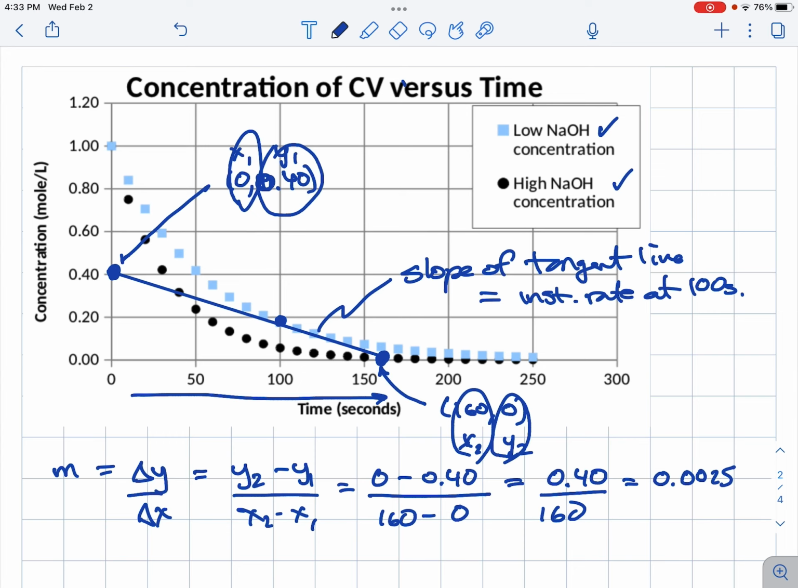Now let's think about units for a second. Notice that my y units here are moles per liter, which I'm going to abbreviate as molar. My x units here are seconds. So the units of the slope are going to be molar over seconds, because I'm just doing the y unit divided by the x unit. The slope is the change in y, which is molarity, over the change in x, which is in seconds.